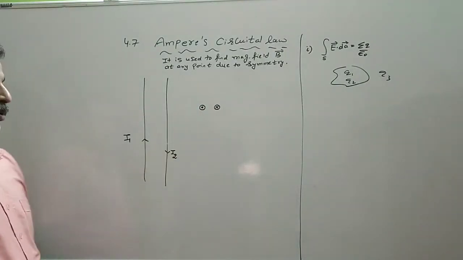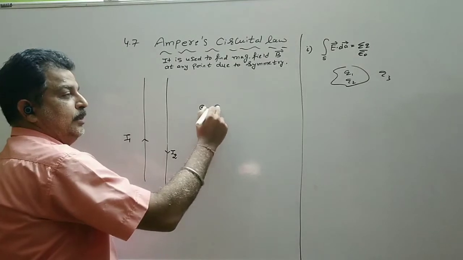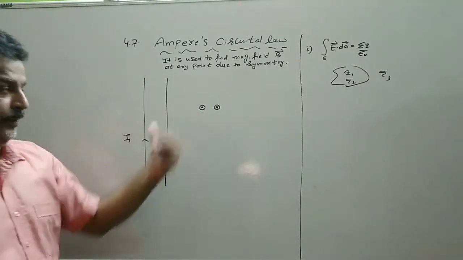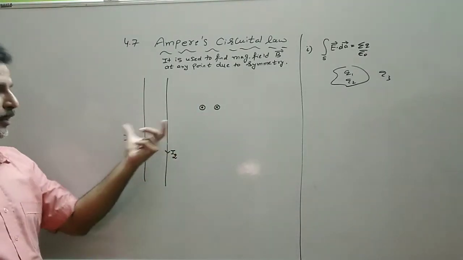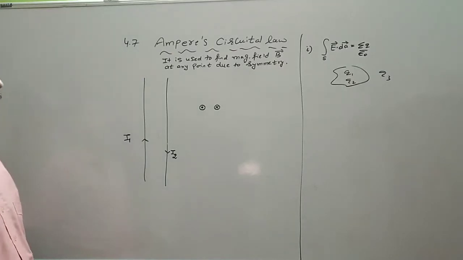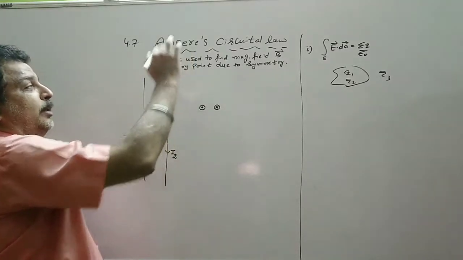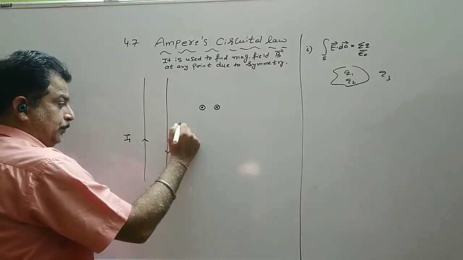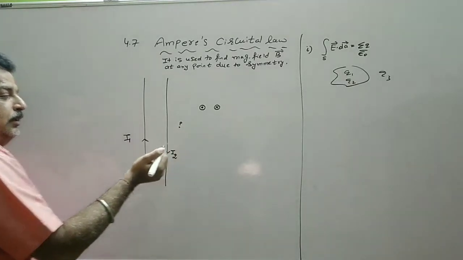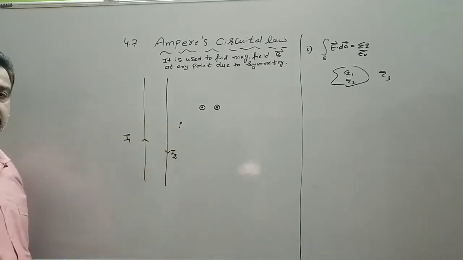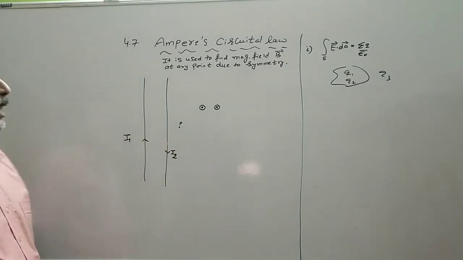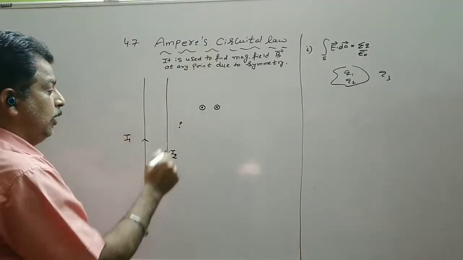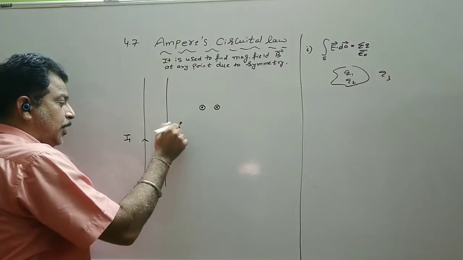So current coming out, current going inward the plane. Or you can take this diagram also. Now, in order to find out the magnetic field intensity, let us take a point P here, anywhere. But let us take the point here. So the first step to apply the Ampere Circuital Law is to consider a loop.